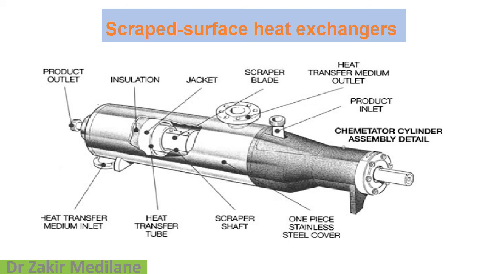Now the heat transfer medium inlet, then heat transfer tubes are available, as well as the scraper shaft, where, as we told in the description, it consists of a scraper blade and also a scraper shaft. One piece stainless steel cover: the overall body of the scraped surface heat exchanger is covered with a stainless steel cover. What is important to notice here is that the insulation has been done. A jacket is provided which supplies the hot water, providing the hot water surface. So by this method we perform the heat exchange.